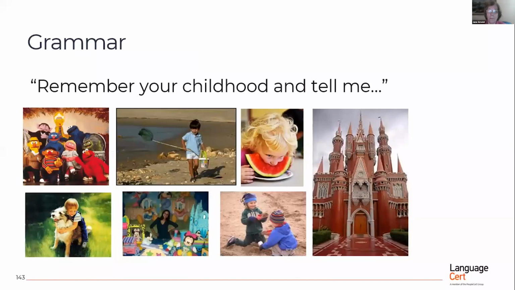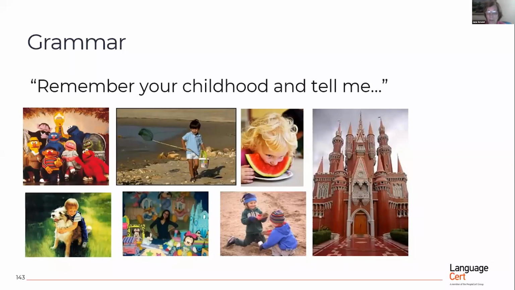Then, with the person next to them, they're going to say, remember your childhood and tell me about, and they will ask them about some of these things. Tell me about your favorite toy, and so forth.